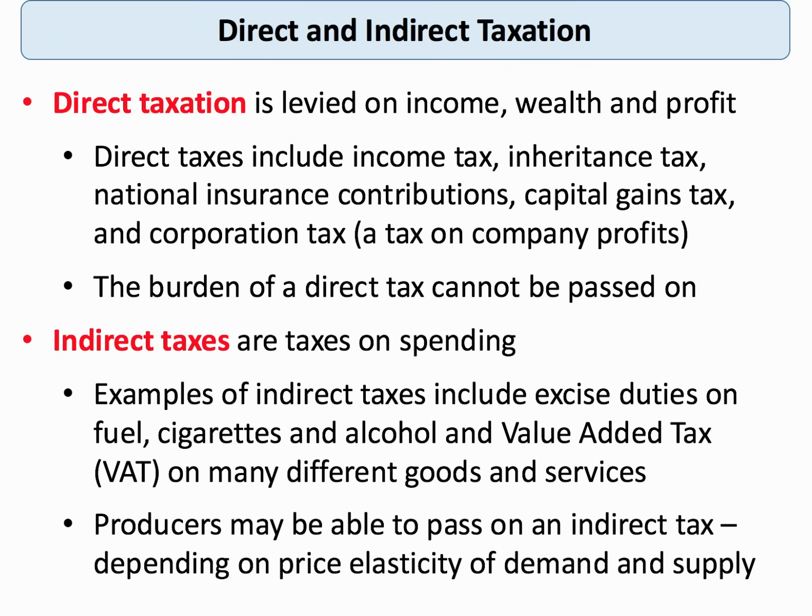In revising fiscal policy, it's quite important to make a distinction between direct and indirect taxes. Direct taxes are taxes on income and wealth and profit. The burden of the tax can't be passed on. The best examples are things like income tax, inheritance tax and corporation tax. Those are direct taxes. Indirect taxes are taxes on things like fuel, cigarettes, alcohol. VAT, of course, is a big indirect tax. And the producer may or may not be able to pass on the burden of the tax. It depends on the price elasticity of demand and supply.